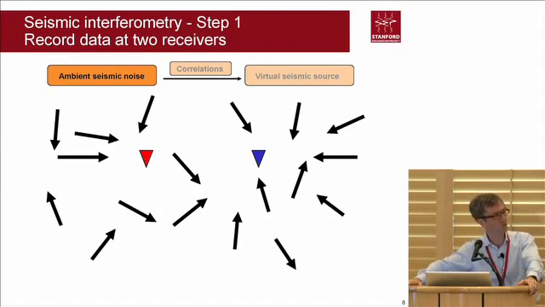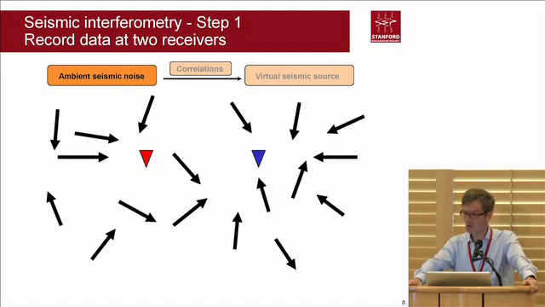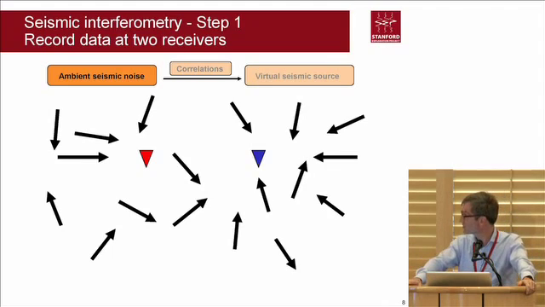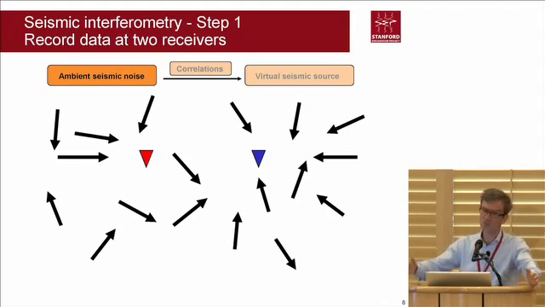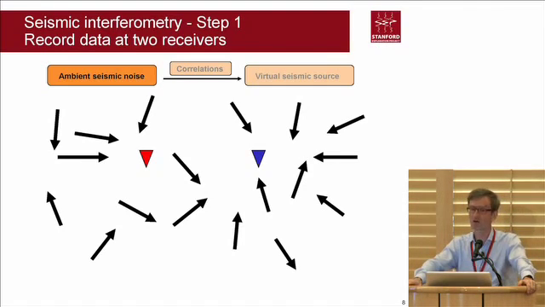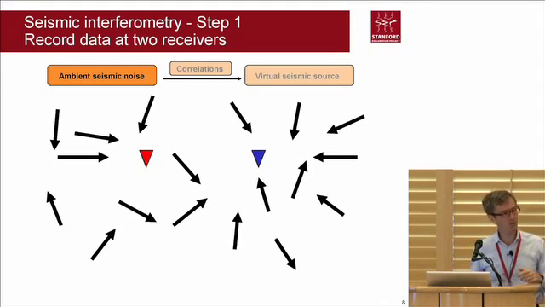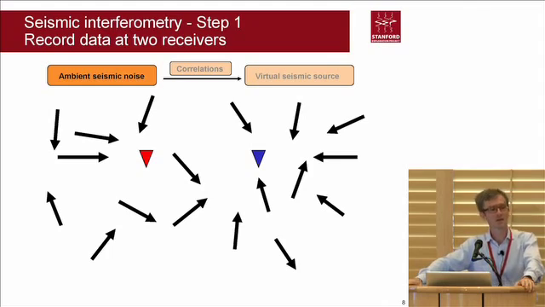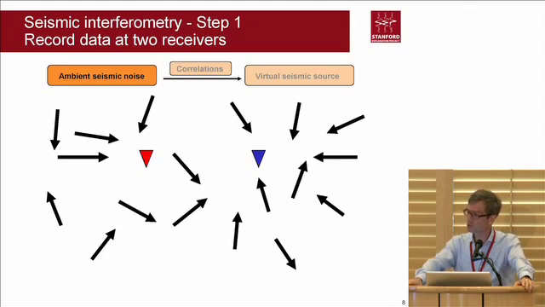Let me describe to you the concept of the method of seismic interferometry. Those two triangles are two receivers, in this case, in a volume. And those arrows mean basically seismic waves going back and forth. That is what we call ambient seismic noise. And this is the energy that we are going to leverage. So no need to inject seismic energy in the subsurface. We are going to use what naturally is there.